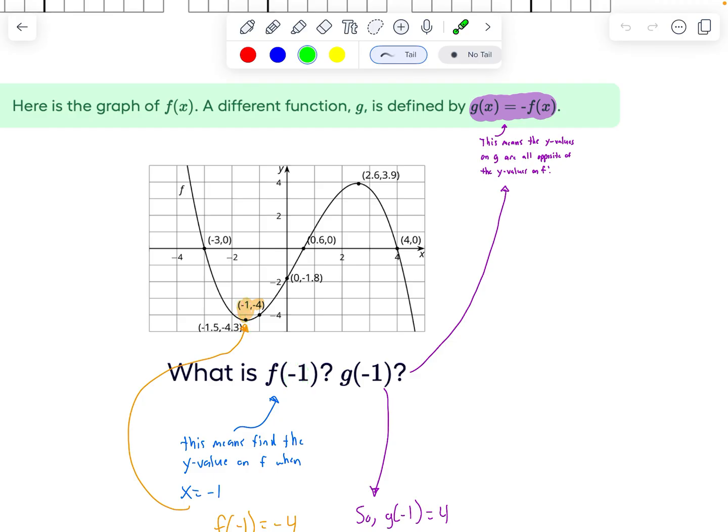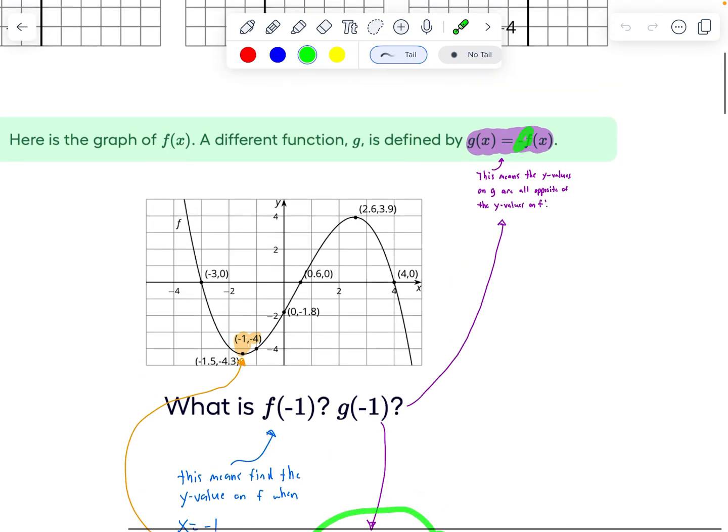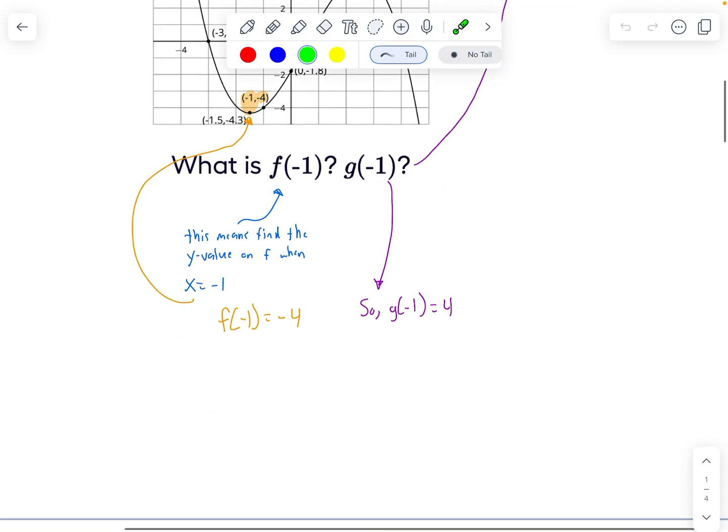And so then g of negative 1 is the same y value, but opposite. So g of negative 1 is 4. And so here's the point on the graph of f, which I highlighted in orange right there. And so g of negative 1, the same x value, has the opposite y value of that. And that is how putting a negative in front right here affects a function.